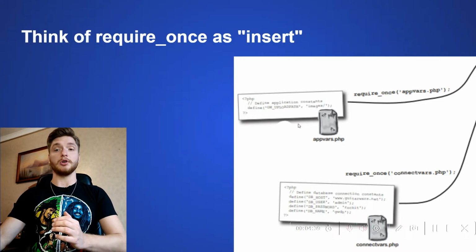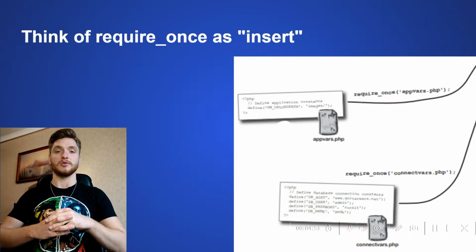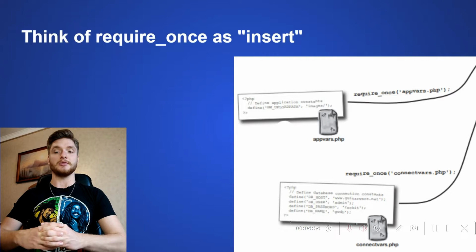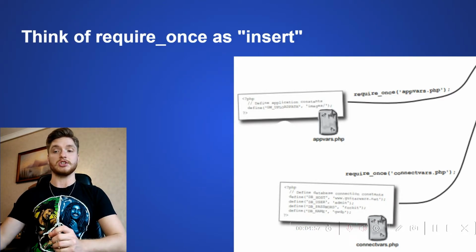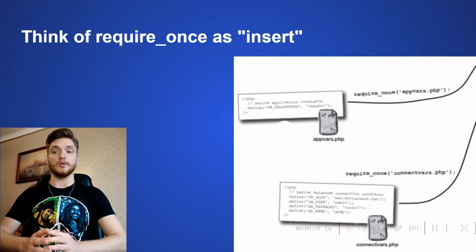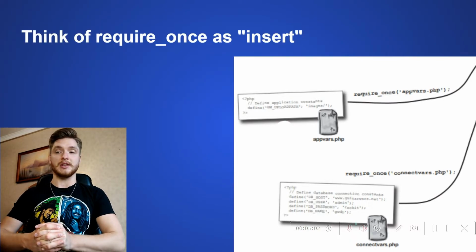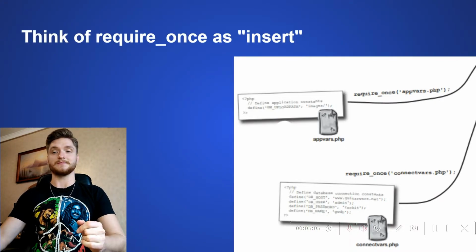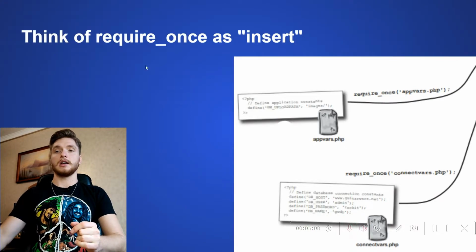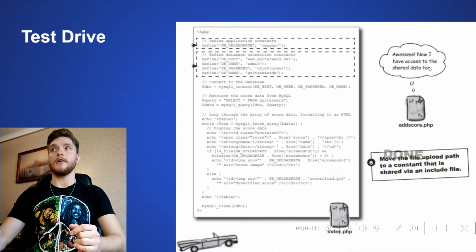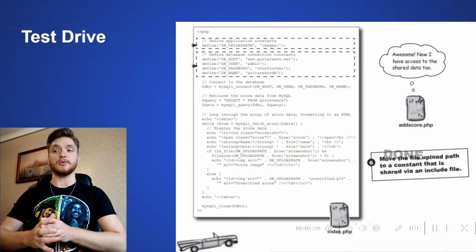The global variable holds important application data that both index.php and addscore.php need. Rather than duplicate the database connection variables in every script, we can move them to an include file and share them. The require_once statement inserts shared script code into other scripts. And awesome, now I have access to the shared data too. And 6. Move the file uploaded path constant to a file that is shared via an include file.